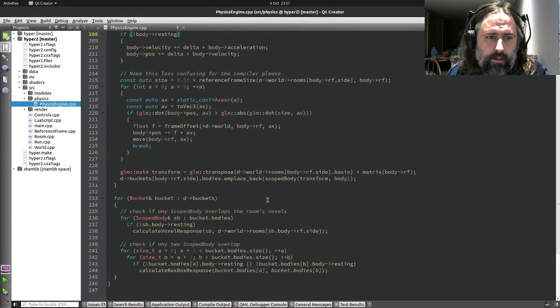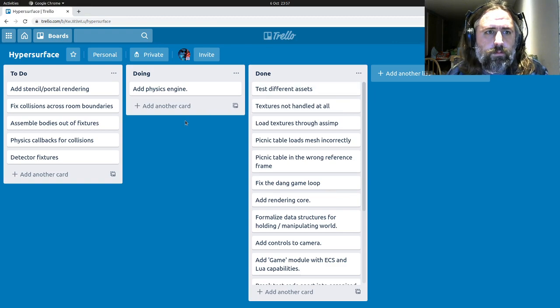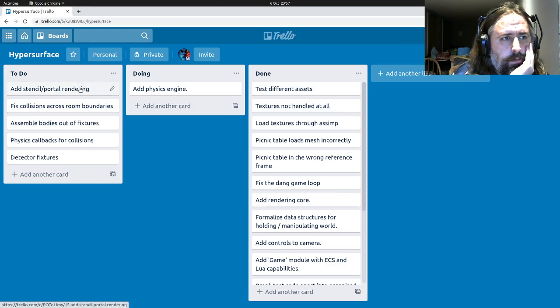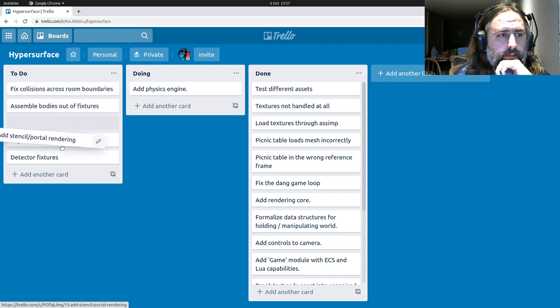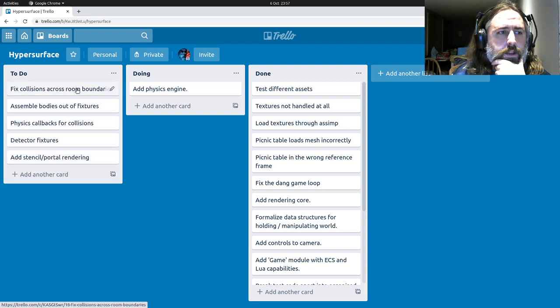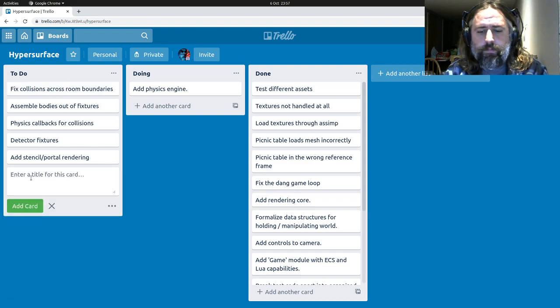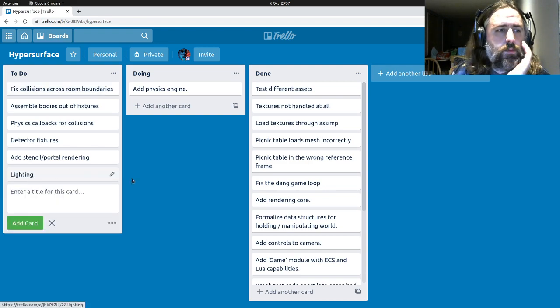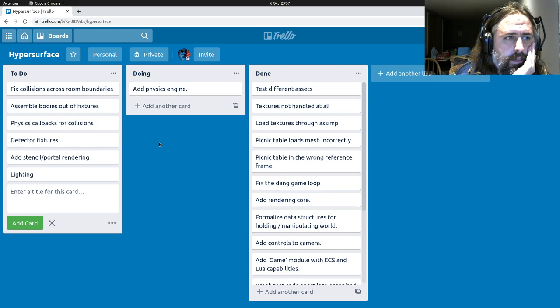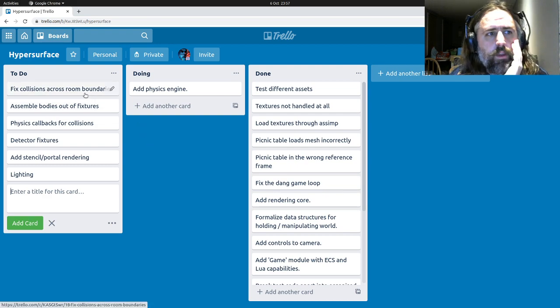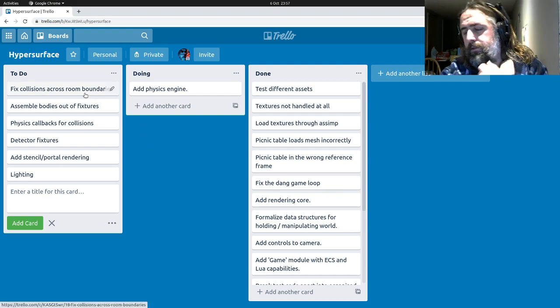What I'm going to do today is, well, I'm going to look at the Trello board that I've prepared earlier. So there's the rendering task, that's, I'll put that down the bottom. That's to do with more advanced rendering. I could really do with some lighting as well when I'm thinking about rendering. So we're going to fix collisions across room boundaries. I'll show why that's a problem in a minute.